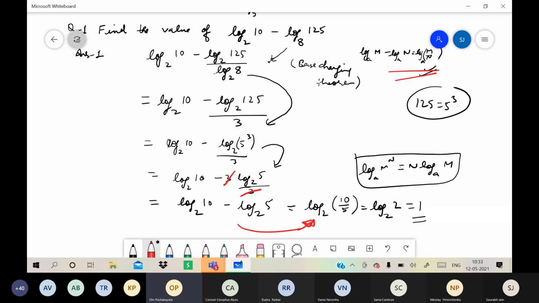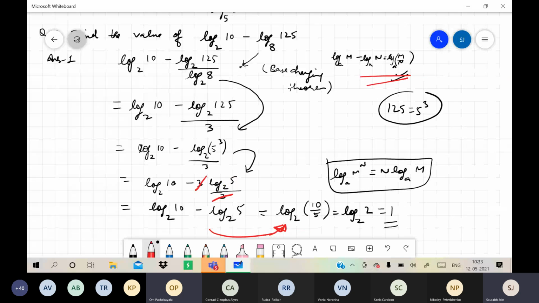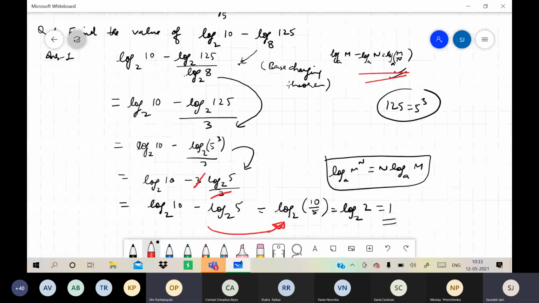So here I didn't get. Okay, yes. This is property number 2. We have learned 4 properties in the previous class, correct? So use this property. Okay, sir. So because of that you will get log 2 base 2, and that value will be 1 by the definition. Okay. Understood? Yes, understood. All right.